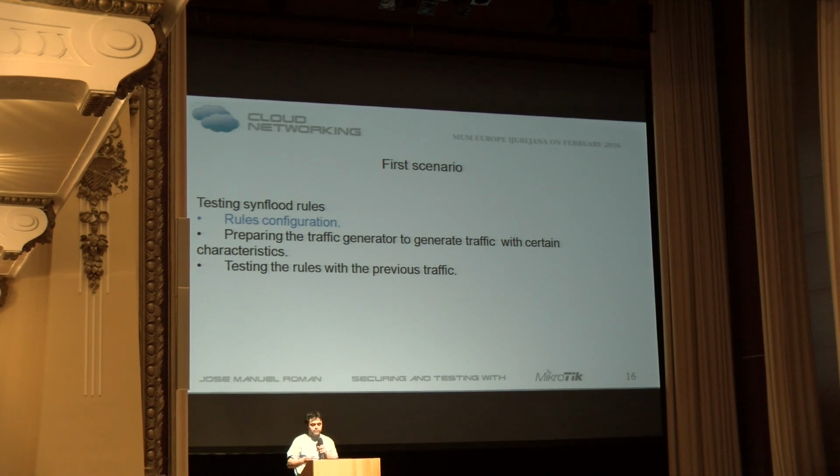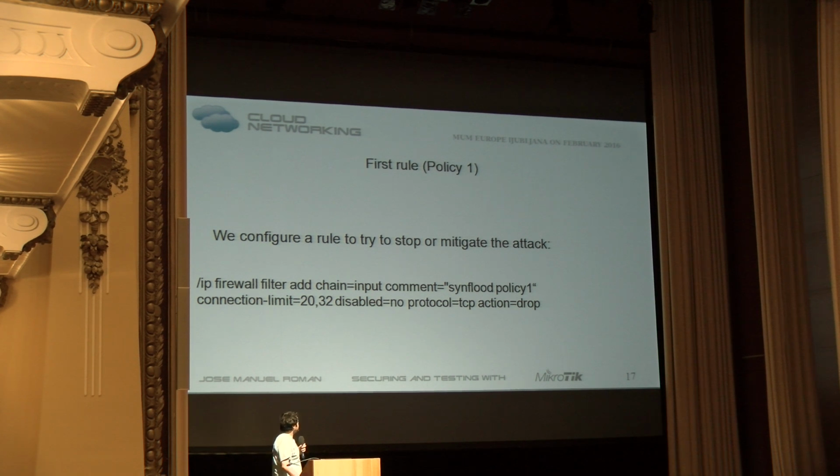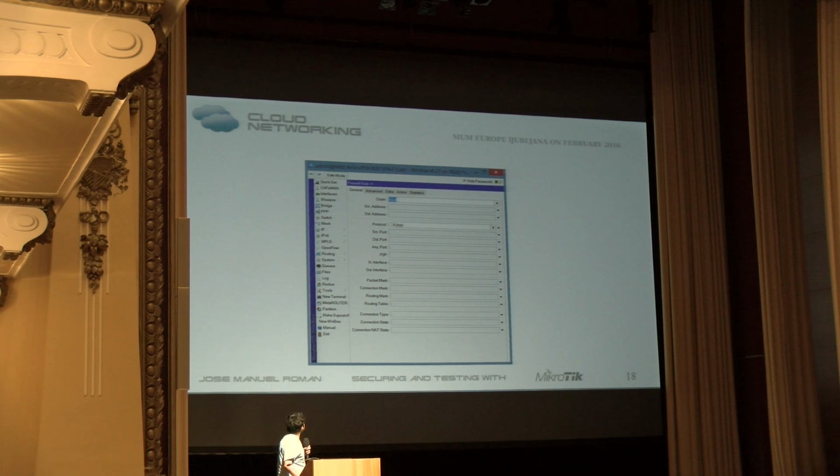First, we configure the rules. Here we have our test workflow. The first step, we will set up the rules in the firewall. Here we have the first policy. Very easy. There is a connection limit, 20 connections per IP. Very simple, the rule.